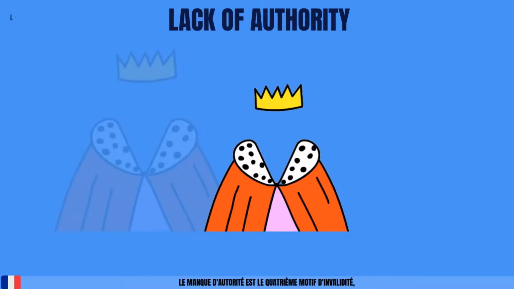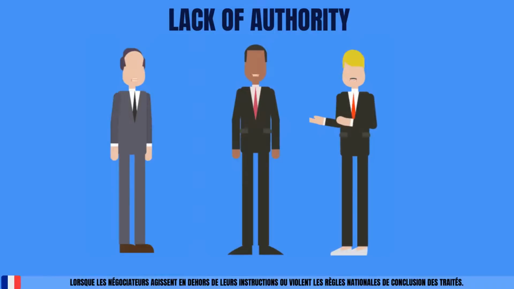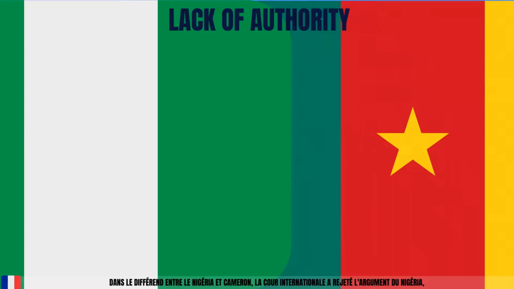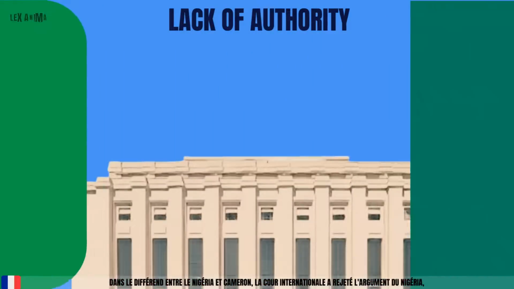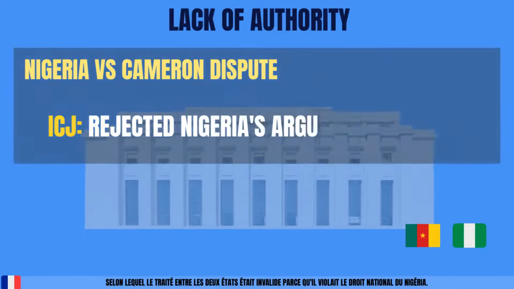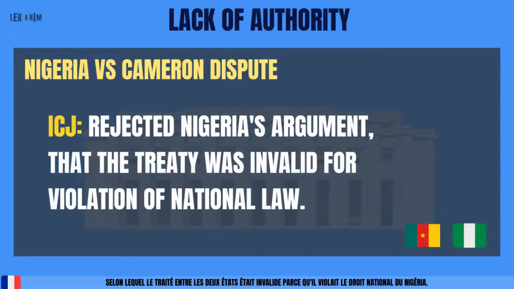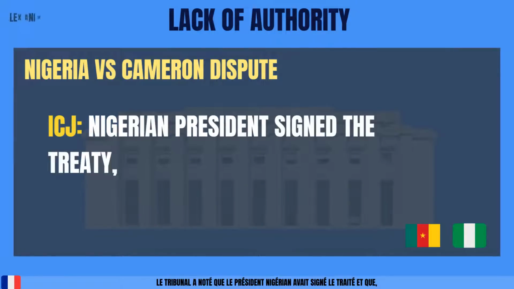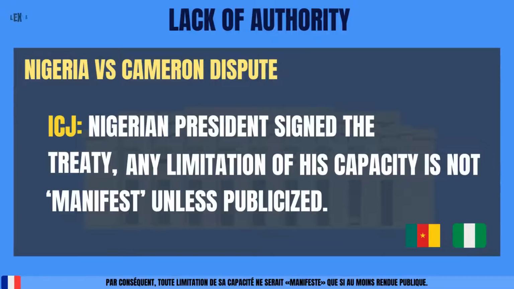The lack of authority is the fourth ground of invalidity, where negotiators act outside their instructions or violate national treaty-making rules. In the dispute between Nigeria and Cameroon, the International Court rejected Nigeria's argument that the treaty between the two states was invalid because it violated Nigeria's national law. The court noted that the Nigerian president signed the treaty, and therefore any limitation of his capacity would not be manifest unless at least publicized.